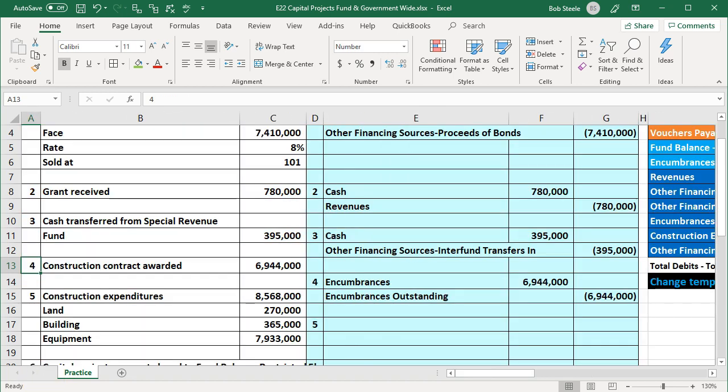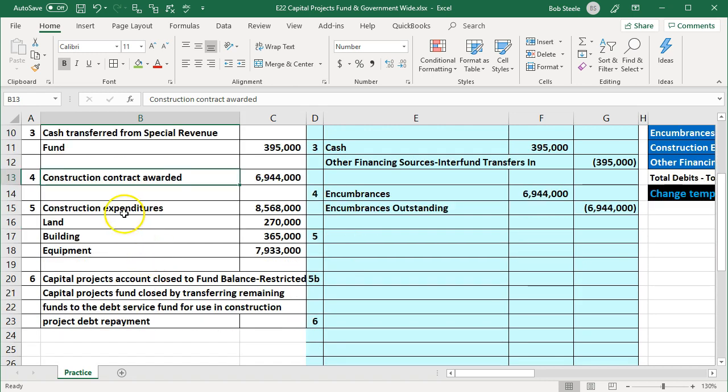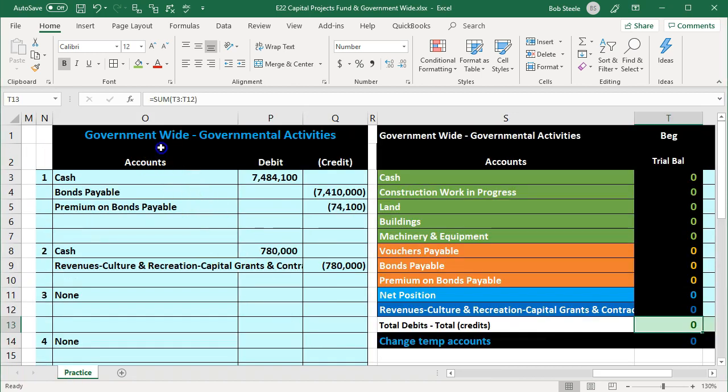Scrolling back over to the data, number 5, we've got the construction expenditures. So construction expenditures totaling out this. We're going to break that out into our categories of land, building, and equipment. And we're going to say that basically after these expenditures, the construction project is over. So the project is done at the end of this point in time. So let's scroll over to the government-wide activities.